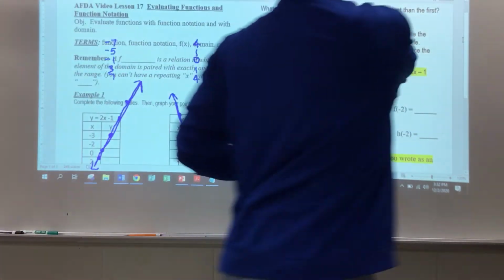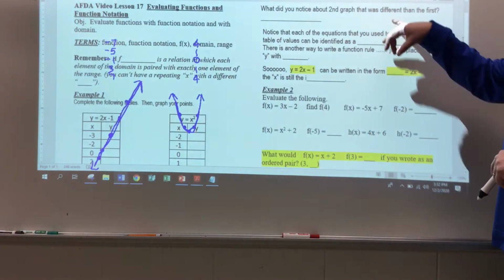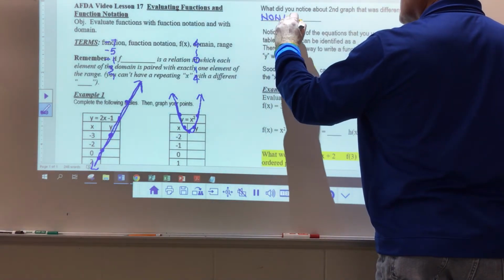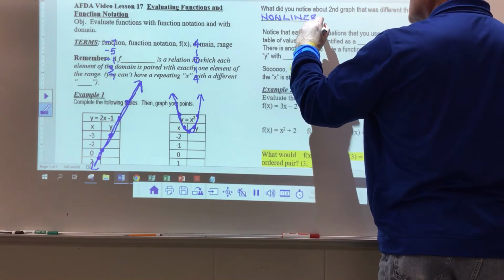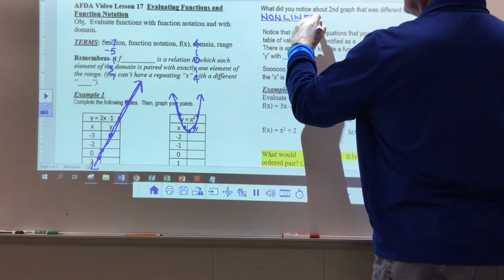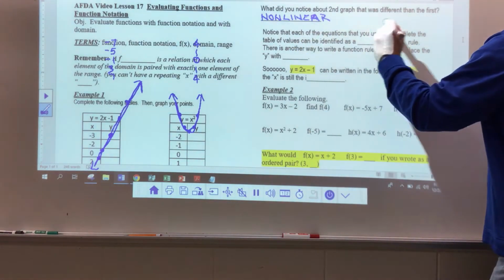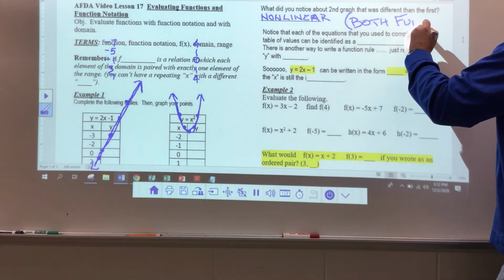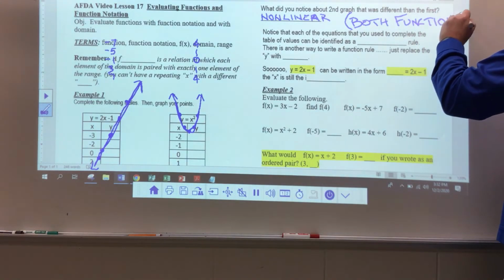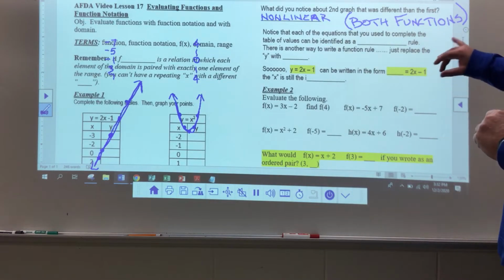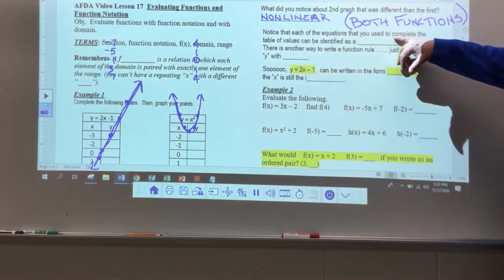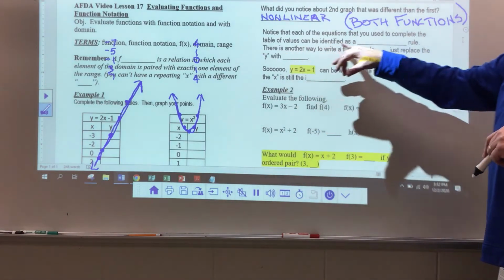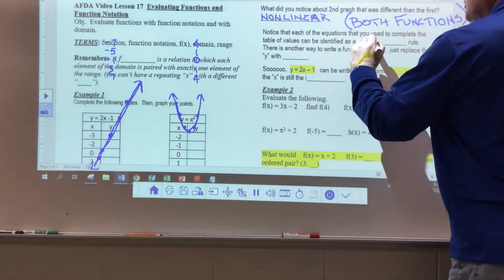It said, what did you notice about the second graph that was different than the first graph? The second graph was nonlinear. But they were both functions. Both of them were functions because we tested those. Now notice that each of the equations that we used to complete the table of values can be identified as a function rule.